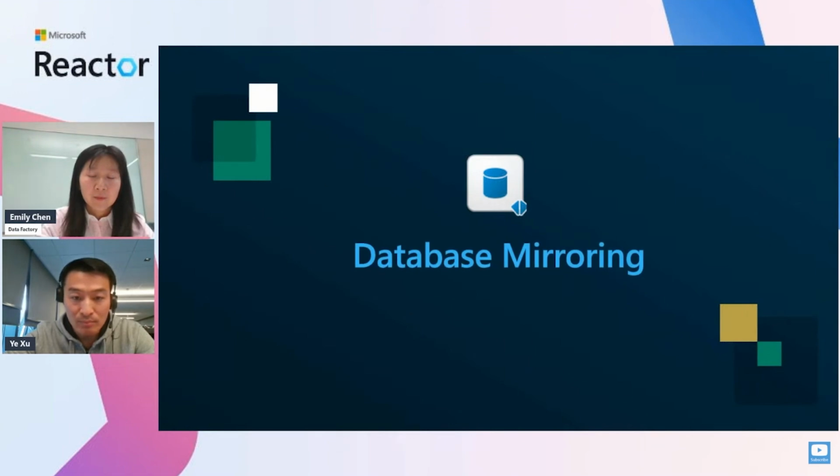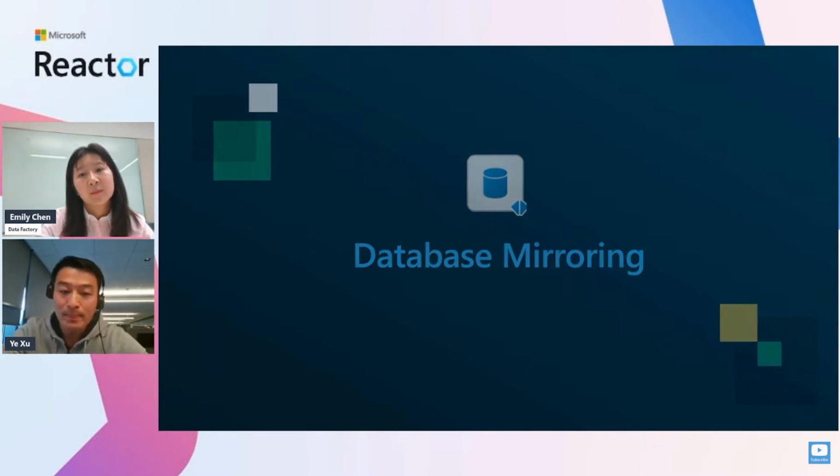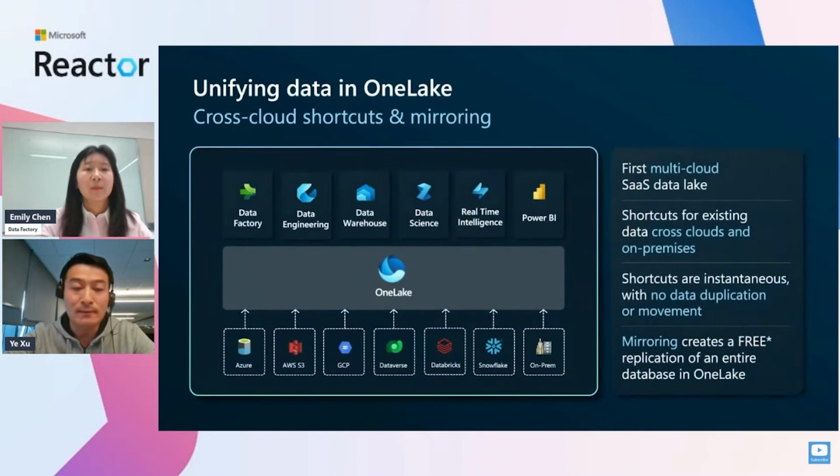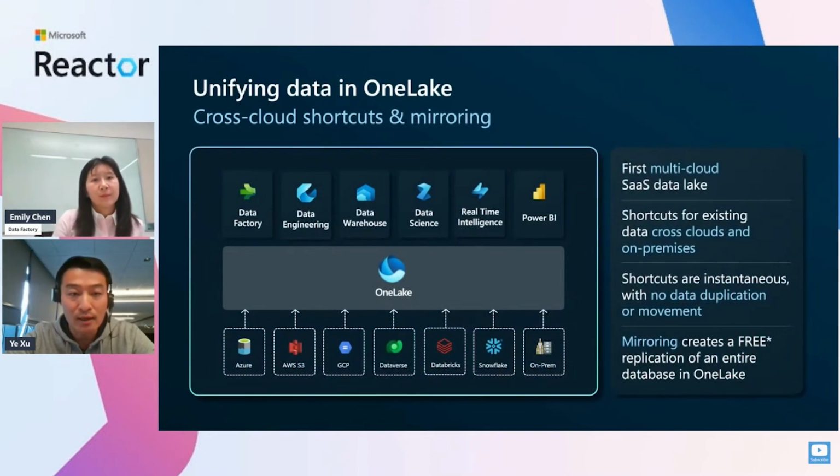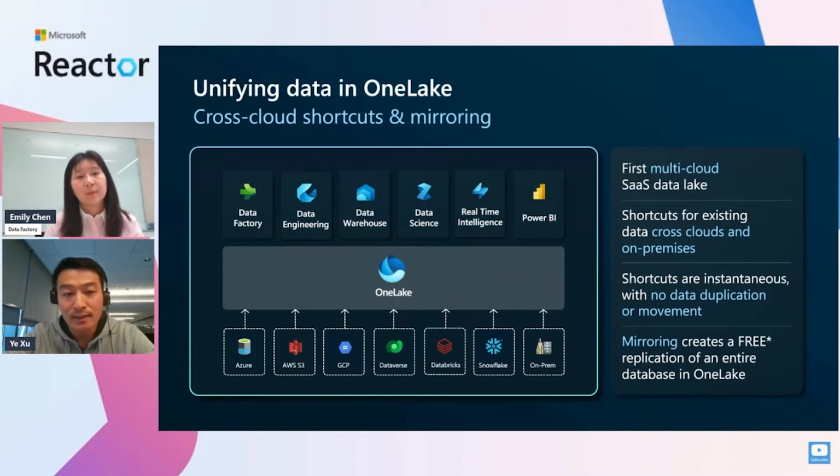So next, I'm going to talk about database mirroring. In terms of the storage of unified data in OneLake for cross-cloud scenarios, there are two features people always mention. One we call shortcut, which allows you to access your data from Fabric in the storage without any data movement. The other we call database mirroring, which creates a replication of an entire database in OneLake so that you can further consume and analyze your data through multiple approaches in Fabric.